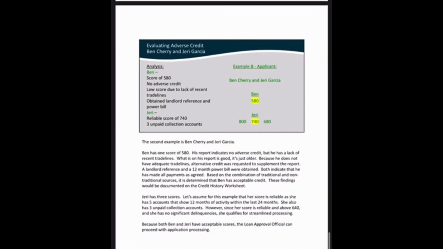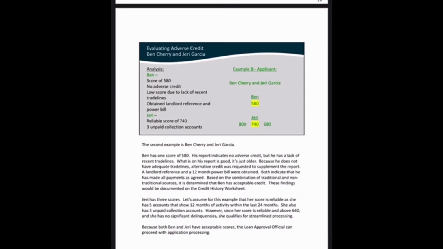So let's look at an example that would get approved. Ben had a score of 580, but he had no adverse credit, meaning he didn't have any collections. He didn't have anything on his credit. His score was only low because he had no trade lines reporting on his credit report, but he had nothing reporting late. He had no collections.